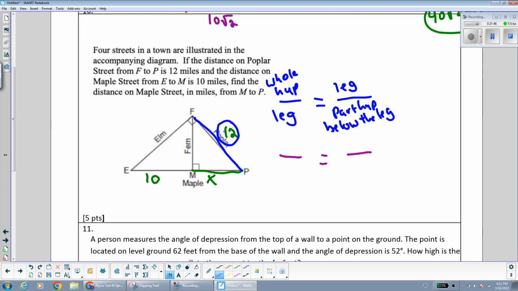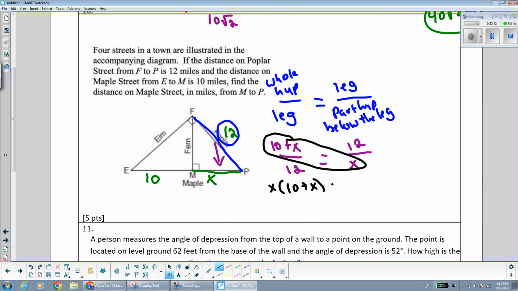So the leg that we have is 12, so that needs to get written twice so that it's multiplied by itself. And it's the mean proportional between the whole hypotenuse, which is the 10 part, plus the x part, and the part of the hypotenuse directly below the leg we're using. So that would be the x. Cross multiply it. We have x times 10 plus x equals 144.